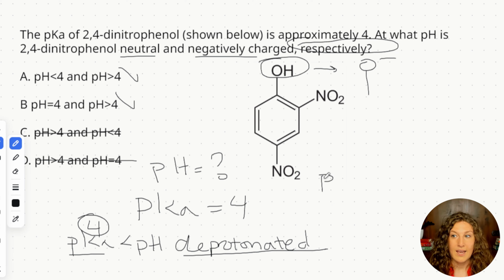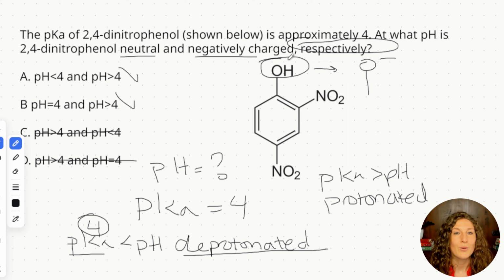This is where our pKa being greater than our pH would result in it being protonated, right? Because protonated in this case is going to be neutral. So where are we showing that our pH is less than 4? A is the only answer that says the pH being less than 4 would be neutral and the pH being greater than 4 would be negatively charged. If our pH was equal to 4, we'd be 50-50, right? We'd be kind of in this equilibrium of protonated and deprotonated, so that's not going to be our answer.